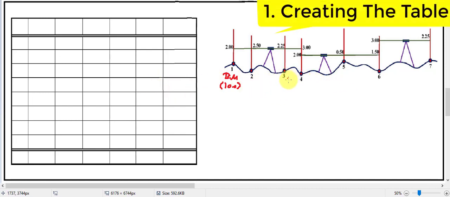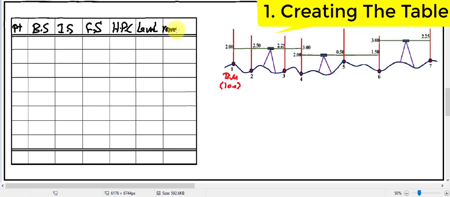The first step is to create the table and put these readings in this table. Let's talk first about the table. The first column in this table is for points. The next 3 columns are the types of readings at each point. We have 3 types of reading. So the first column will be backsight, the second column will be intermediate sight, and the third column will be foresight. The fifth column is the HBC, to calculate the HBC. The sixth column is the reduced level, or the level of our points. And the last one is for remarks, if you have any remark.